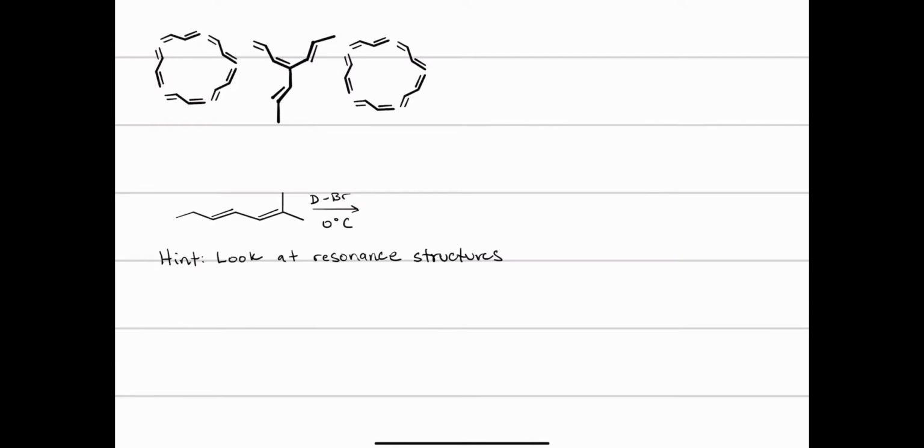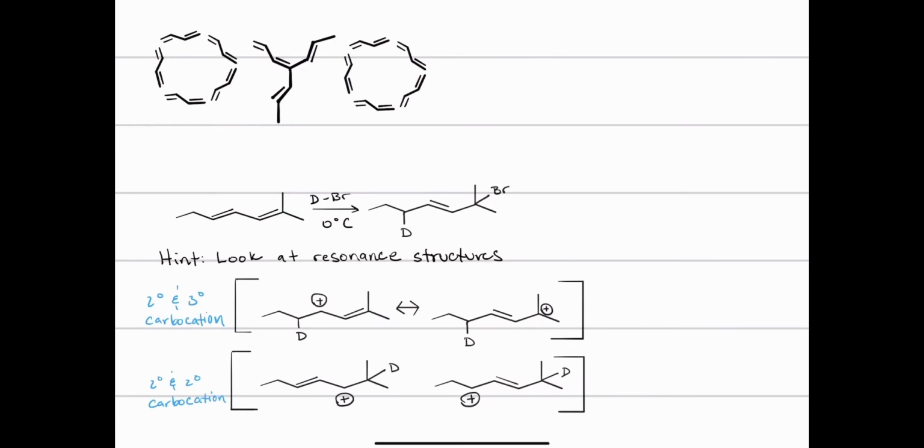Pause now to try this problem on your own. It's a hard one. You should look at the resonance structures to see where that initial electrophile, the hydrogen, will land. Remember, we want the carbocation to be delocalized by the other double bond, so there are 2 positions that make this possible. Because we're looking for that kinetic product in this case, we want the more stable carbocations.